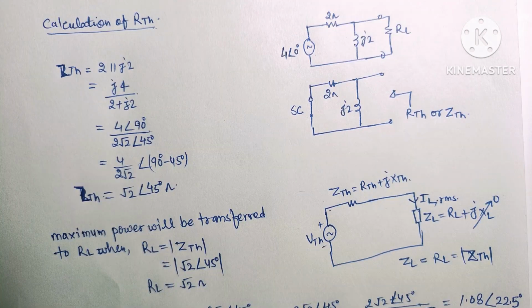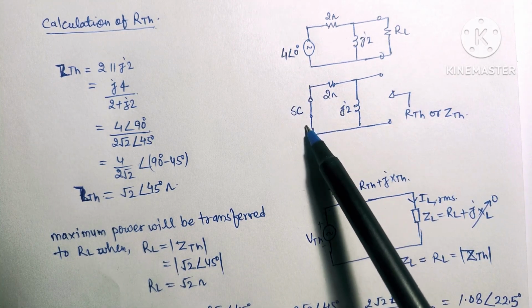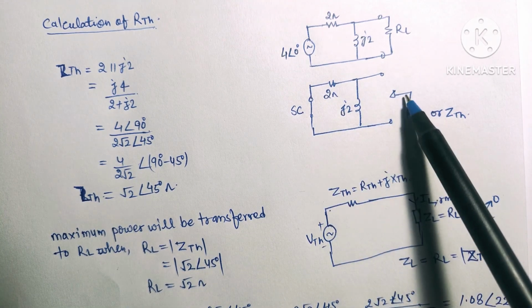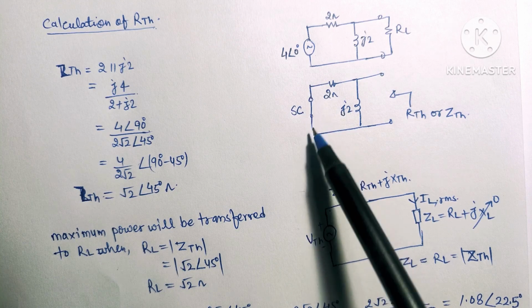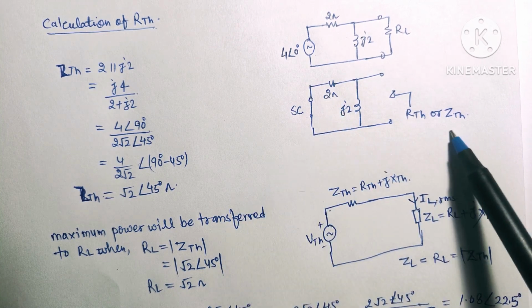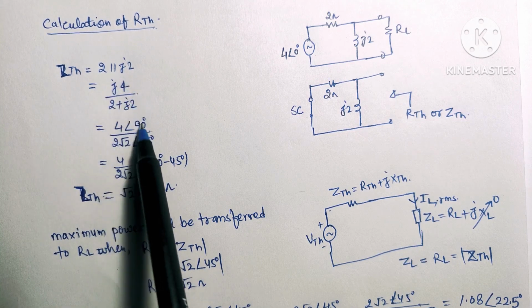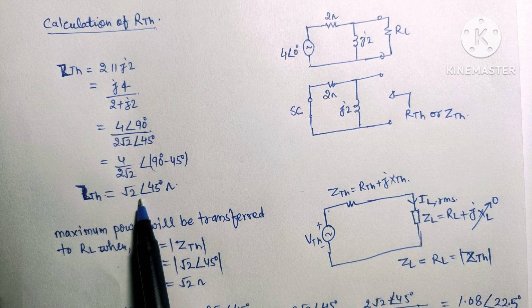Let us see how we can calculate Thevenin's resistance of the circuit. So this is the circuit given. To find Thevenin's resistance, the voltage source is short circuited and the equivalent resistance across the terminals of this load is calculated. If we short circuit this voltage source, then these two impedances will be in parallel. So here ZTH can be written as 2 parallel J2. If we solve it, then we find ZTH is equal to under root 2 phase 45 degree.